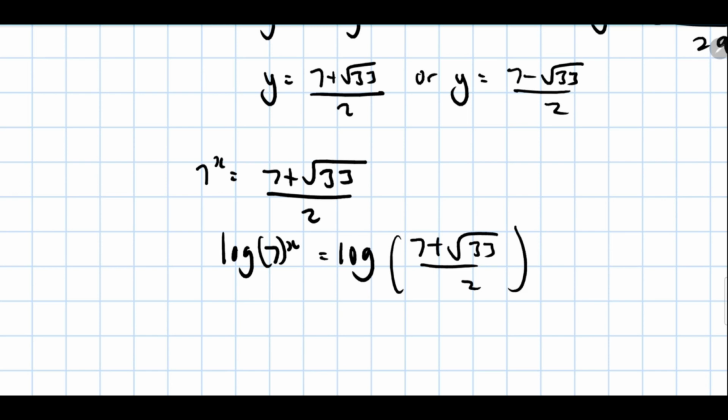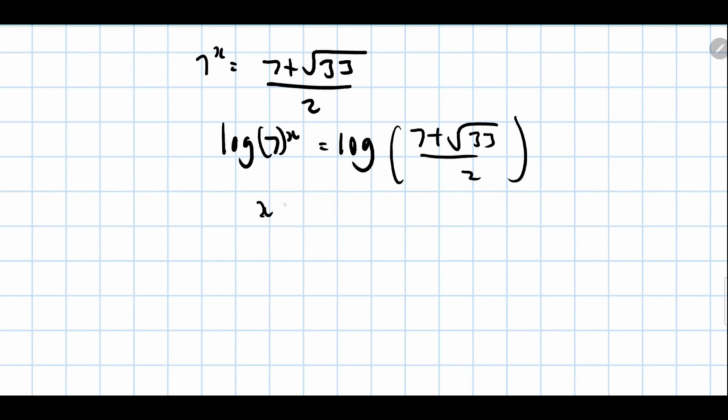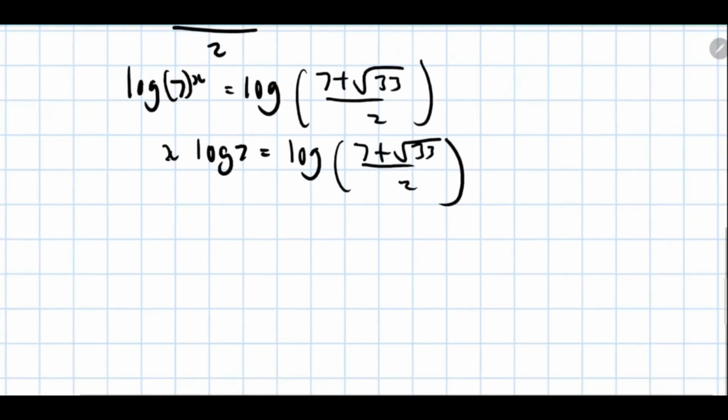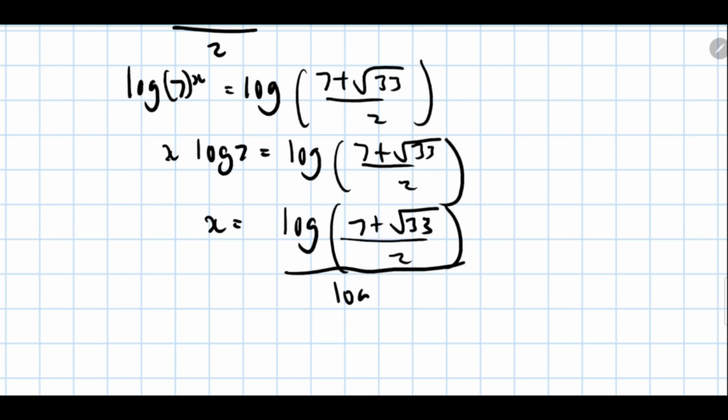And then previously we talked about properties of logarithms, where the power x can be put in front as a multiple of the logarithm itself. So we have x log 7 is equal to log of (7 plus square root of 33) over 2. And then finally we have x is equal to log of (7 plus square root of 33) over 2, divided by log 7. So there you go, that's your first solution. Now how about your second solution? Your second solution is the same thing as what you did here, by placing log base 10 on both sides.